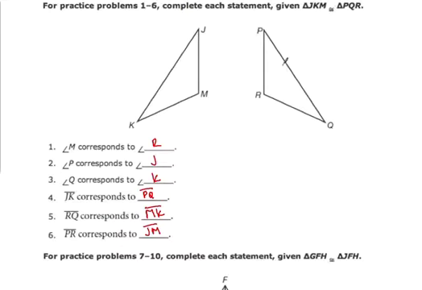If I'm looking in number 5 for RQ, RQ is the last letter and the second letter, just flipped. Then I can do MK because it's the last letter and the second letter, just flipped.